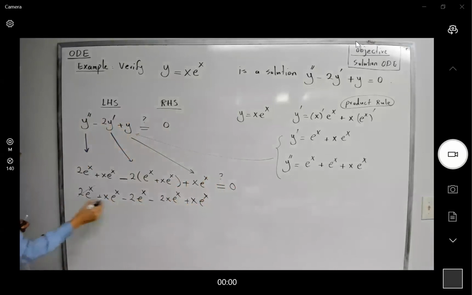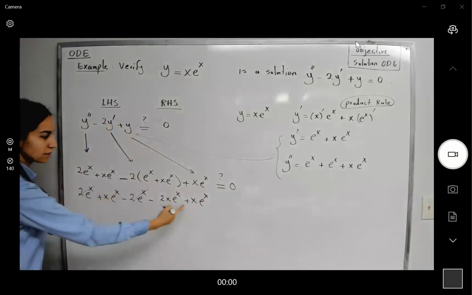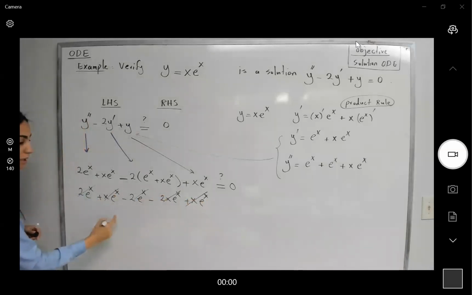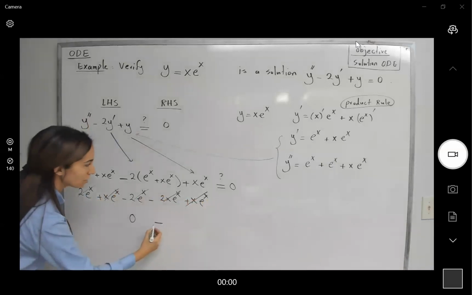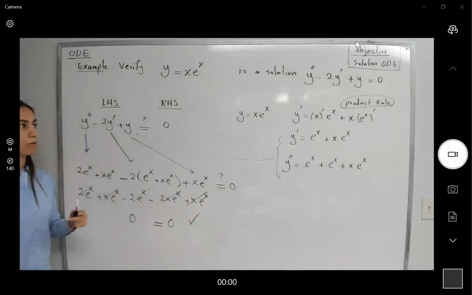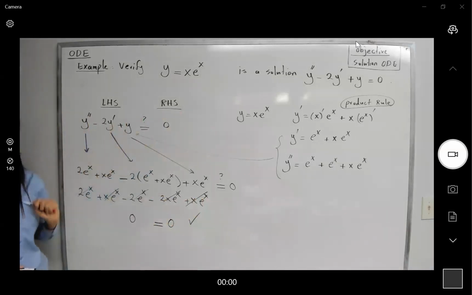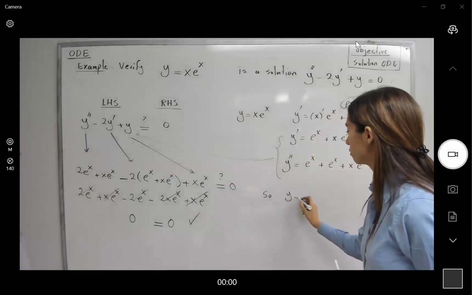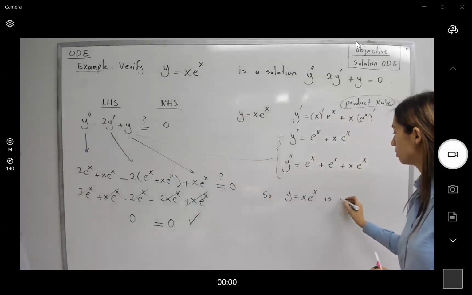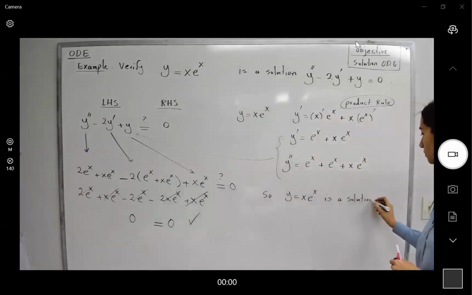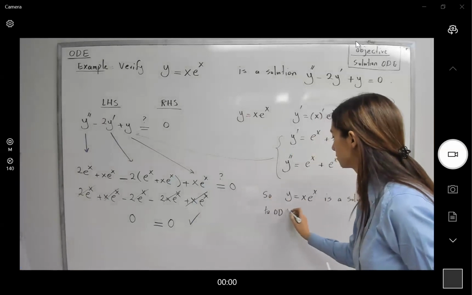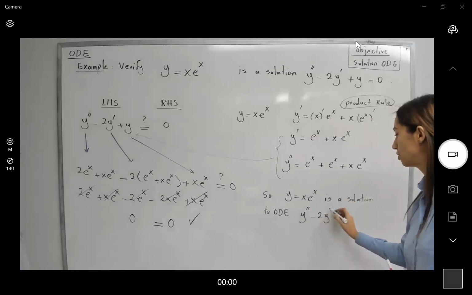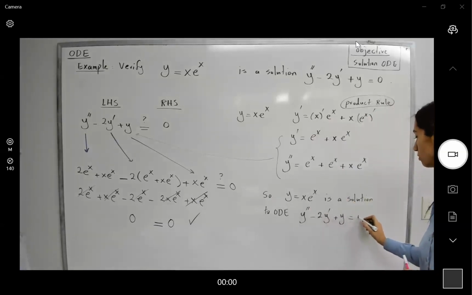Okay. You can cancel out the opposite terms. X e to the x, 2x e to the x. So we can cancel out the whole thing. On the left-hand side, you have 0. On the right-hand side, you also have 0. It means that the function satisfies this differential equation. So the conclusion is y equals x e to the x is a solution to the ODE, which is the second derivative of y minus 2 times the first derivative of y plus y equal to 0.